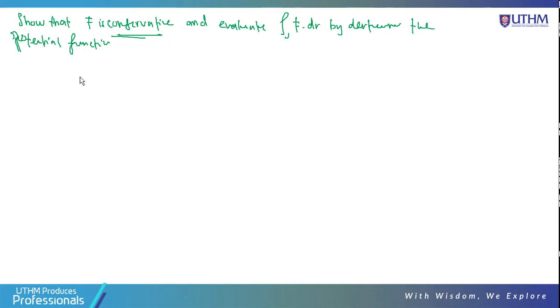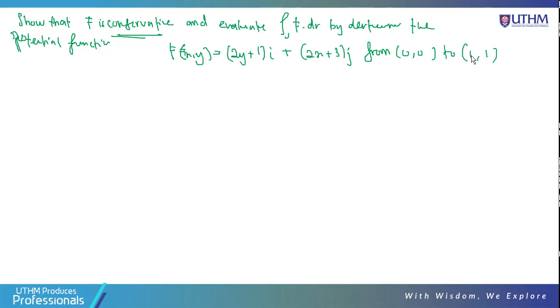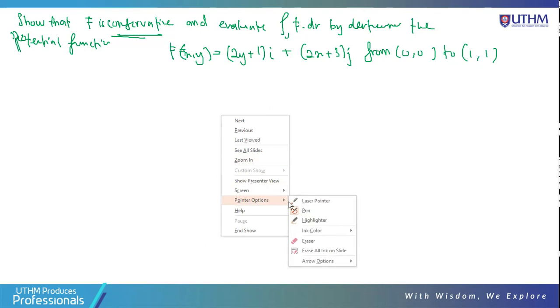So the given vector field F(x, y) equals (y plus 1)i plus (2x plus 3)j, from (0, 0) to (1, 1). Don't think about line segments or anything else here, because we want to solve for the conservative case. This one is applicable for a conservative vector field.